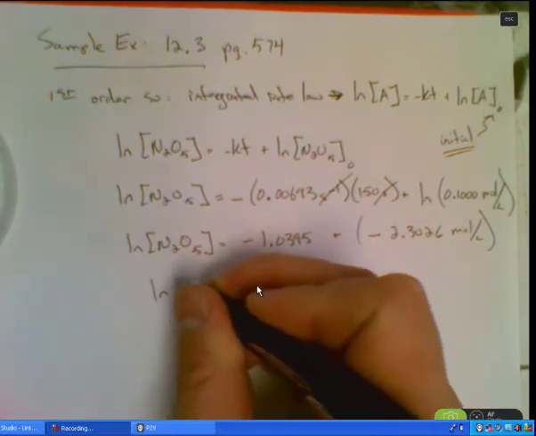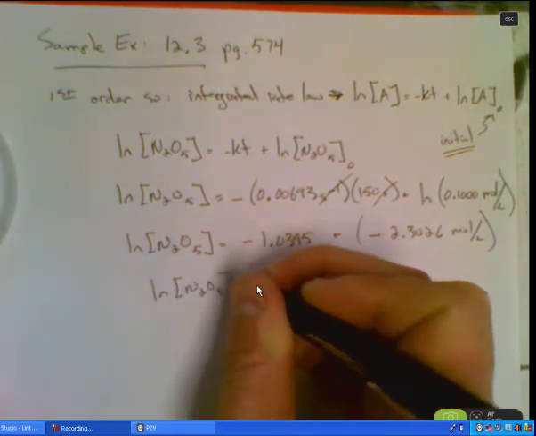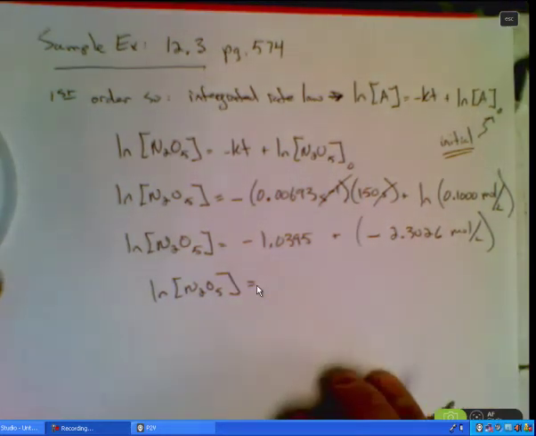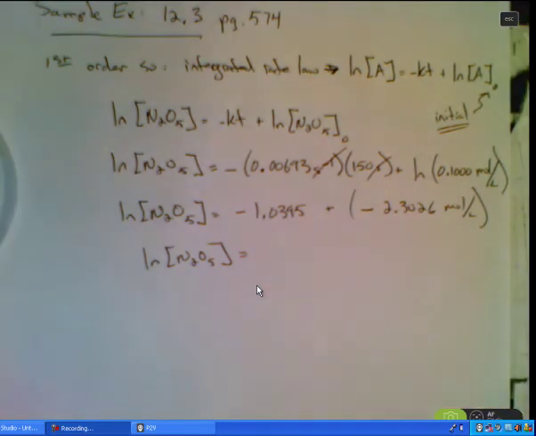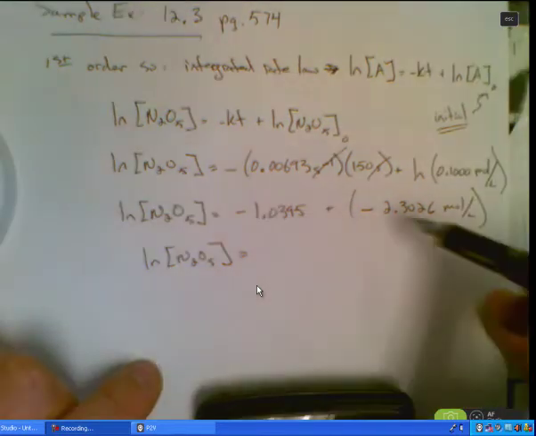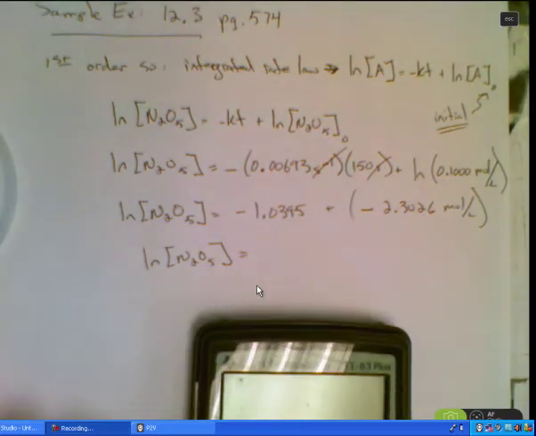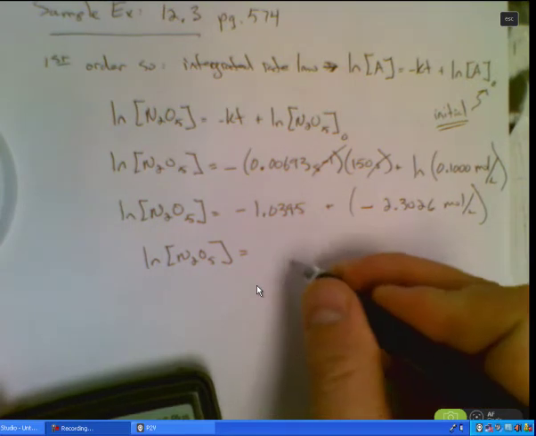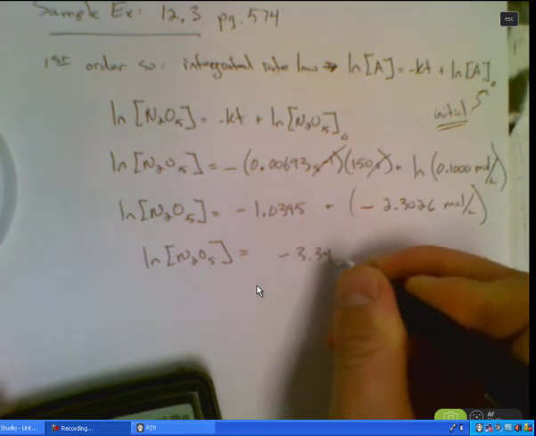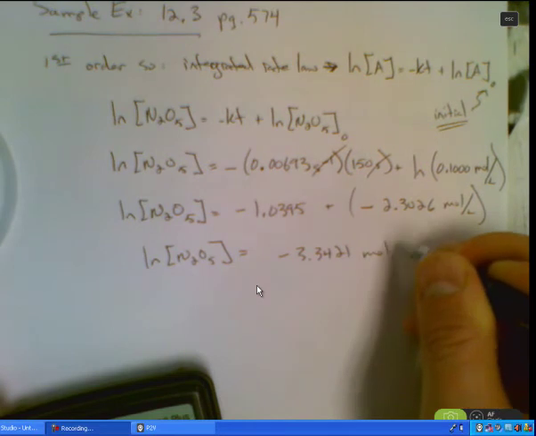So we have the natural log of N2O5. Again, lots of writing here, but I'm trying to show what I'm doing, to get a better chance of getting points. Don't just write an answer down and get it wrong and lose 4 points or whatever a problem is worth. So I'll add these two together. So negative 1.0395 plus negative 2.3026 is negative 3.3421, and we still have the mole per liter left.